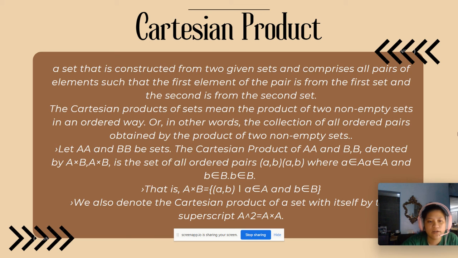Let A and B be sets. The Cartesian product of A and B, denoted by A × B, is the set of all ordered pairs (a, b), where a is an element of A and b is an element of B.